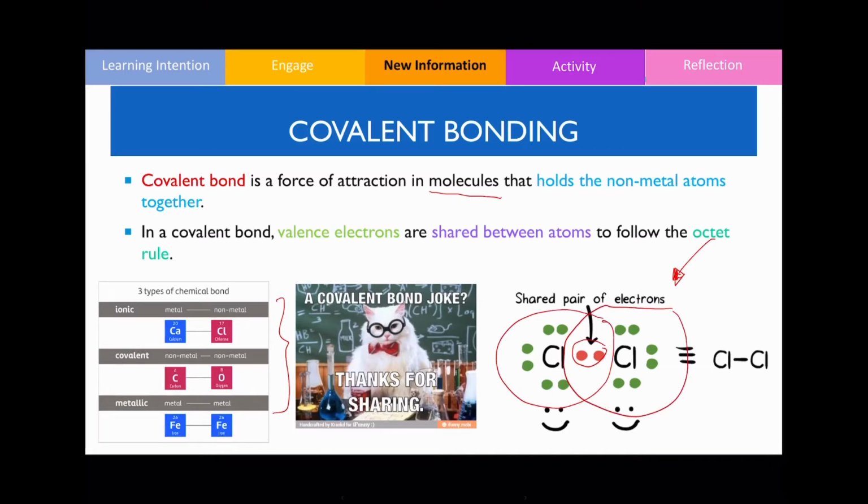And instead of representing the electrons using dots, sometimes you could use a dashed line, where a dashed line represents shared electrons, and the electrons that are not being shared are not drawn or illustrated at all.